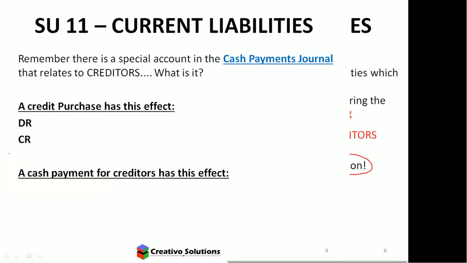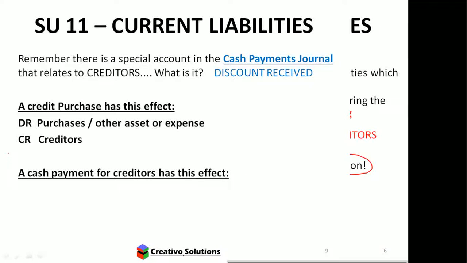If I'm purchasing something on credit, what am I going to debit? The item that I'm buying on credit. Good. And what am I going to credit? The creditors. Perfect. Okay.